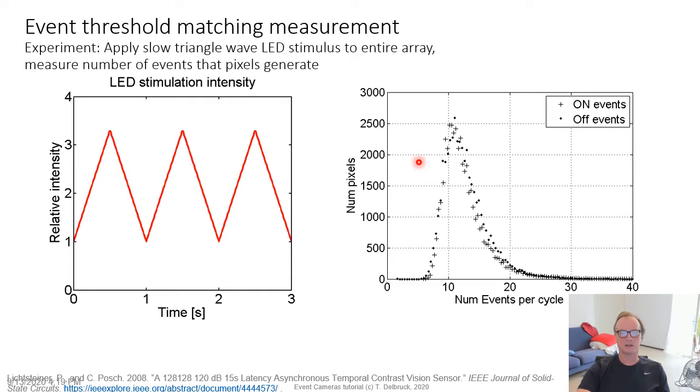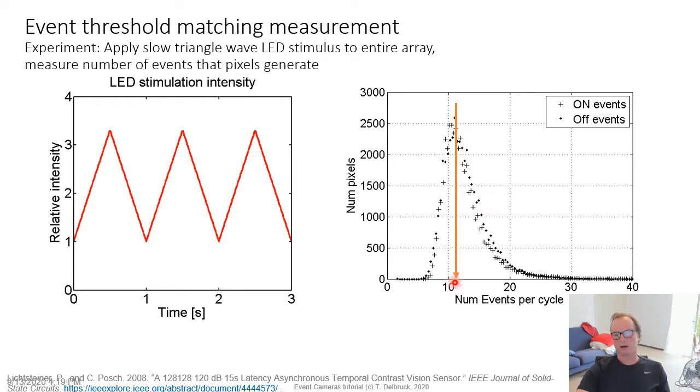And now you can plot a distribution of the number of events per cycle across pixels here. So most pixels here generated about 11 events. Some generated fewer events because randomly the threshold was higher, and some generated more events because the threshold was lower. So this distribution here tells you the threshold matching, how well the thresholds are matched across pixels.